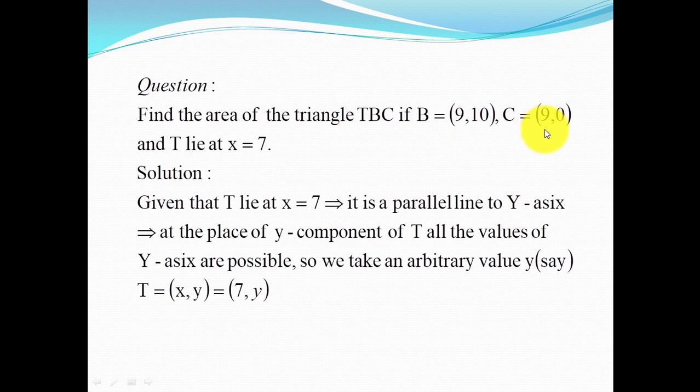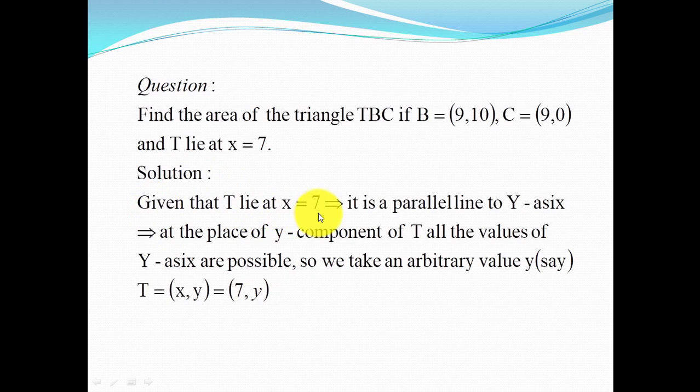If B is this, C is this, and T lies at x is equal to 7. So first of all, what is the first step? The first step is that we have to find the coordinates of T, then find the side lengths of the triangle, and then find the area. Taking the first step, let's move to the solution.